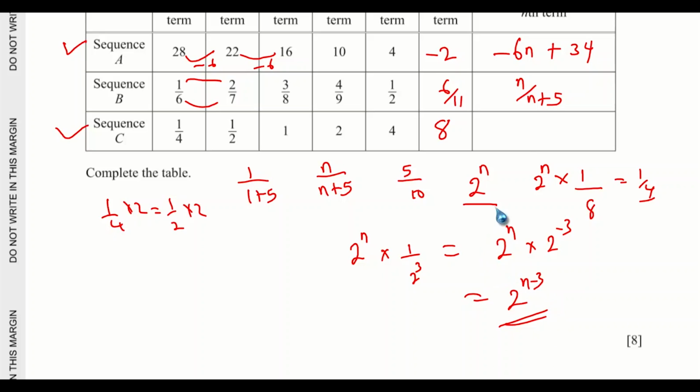So this is the formula. This is the nth term for sequence C, 2 to the power of n minus 3. If you test this, it will give you each of the terms in the sequence. Okay, so let's go to the next question.